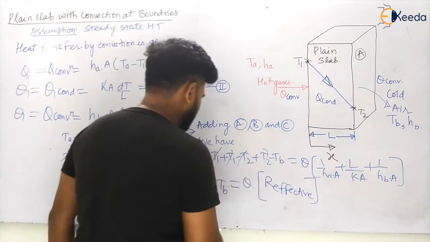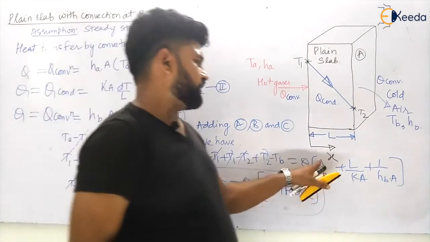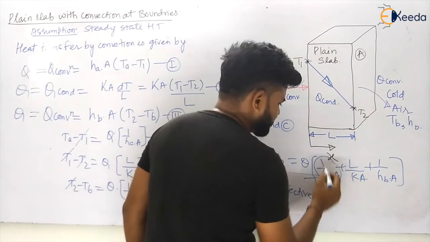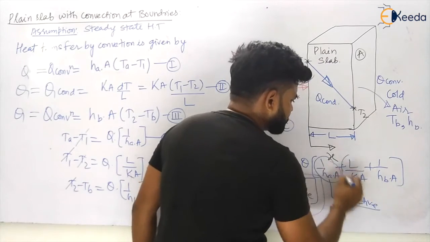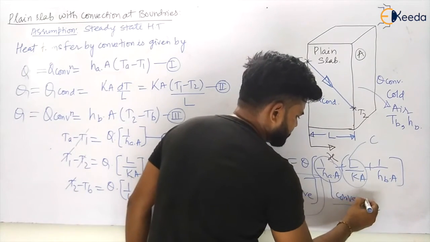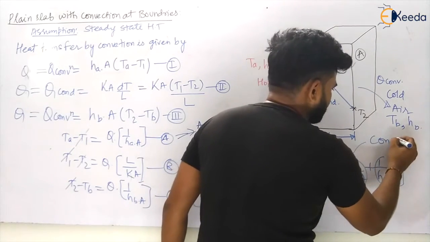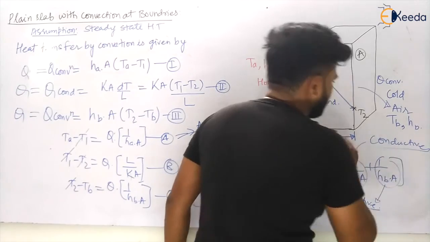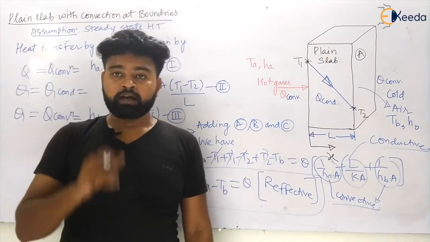So this will be your R effective, and you can easily calculate it. That is 1 upon Ha into A, which is your convective resistance, and this is also your convective resistance, and this is your conductive resistance, my dear students. So like this we will be having heat transfer in the plane slab.